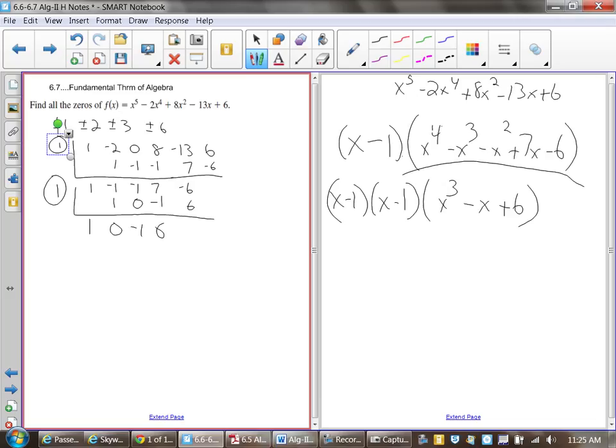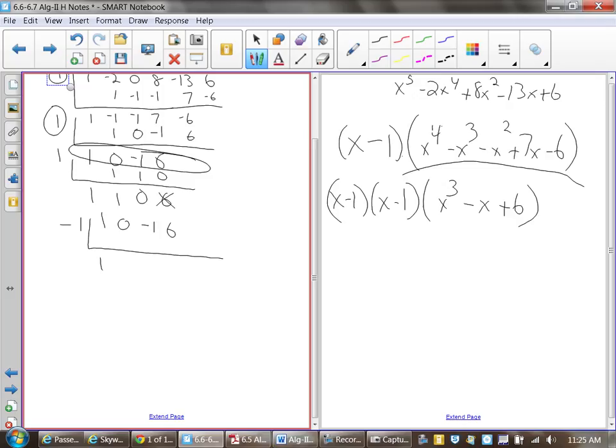You never know. Nope, didn't work. So, try negative 1. Remember, you're using that value right now. Try negative 1. Nope. Oh, no. Try 2. It's right.